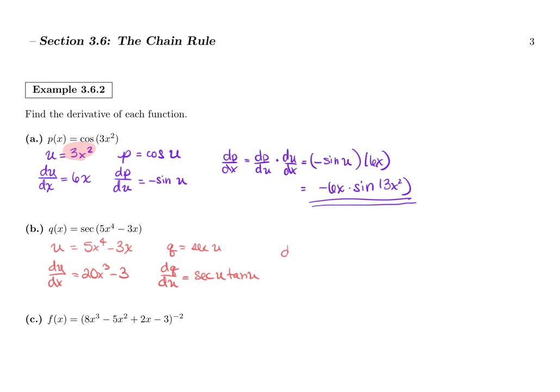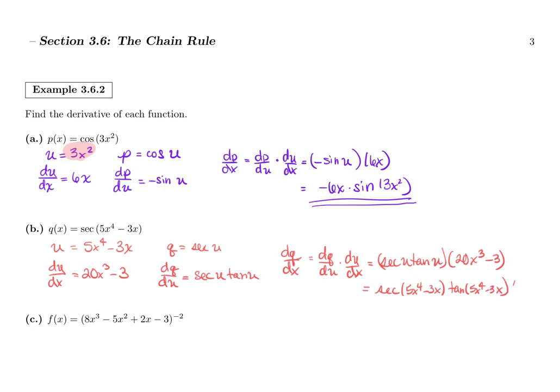So when we look for our derivative dq dx, we get dq du times du dx. dq du is secant u tangent u, times du dx, which is 20x cubed minus 3. Now the last step is to substitute in what u is. So secant of 5x to the fourth minus 3x, tangent of 5x to the fourth minus 3x, all times 20x cubed minus 3. And there is our derivative.